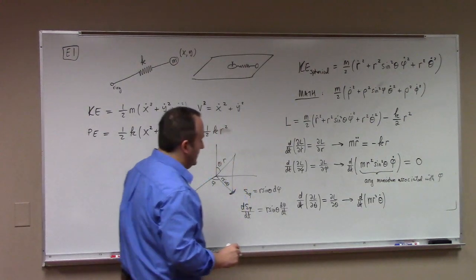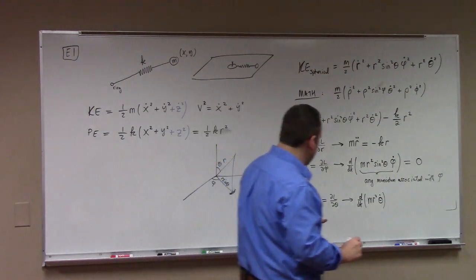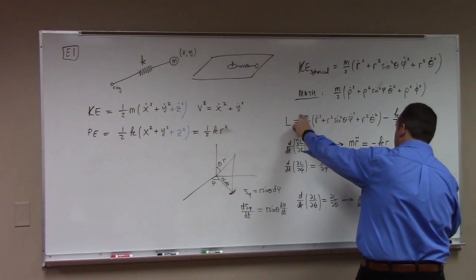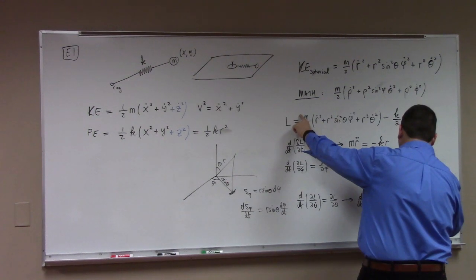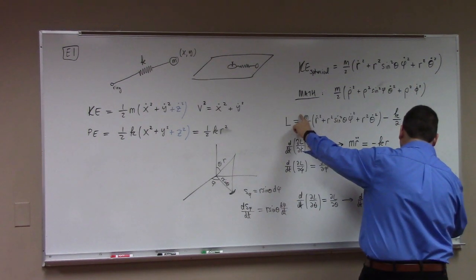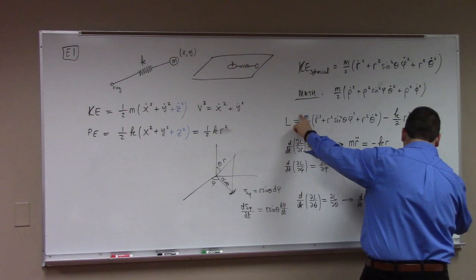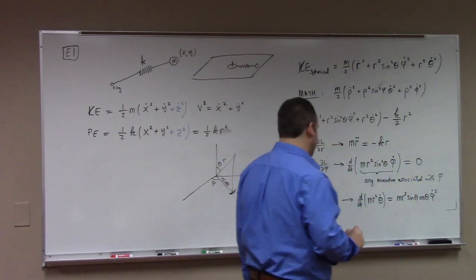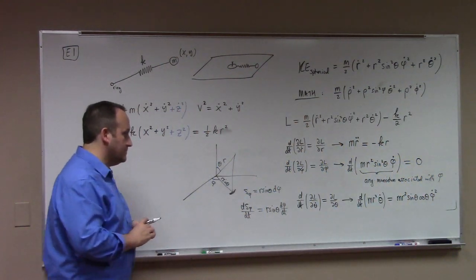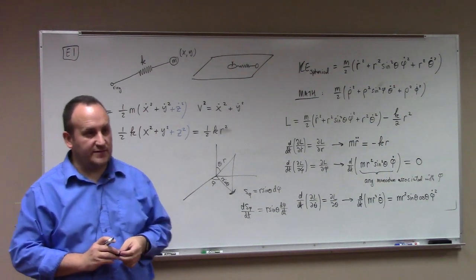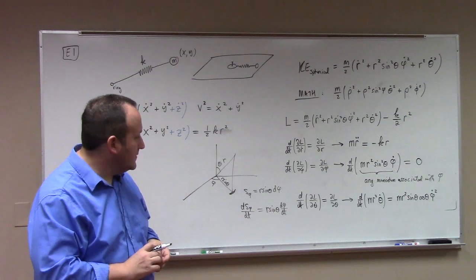All right. And partial L partial theta, on the other hand, is what? We've got m r squared sine theta cosine theta times phi dot squared, because the derivative of sine squared theta is 2 sine theta cosine theta. The 2 cancels with the m over 2 to give us that.